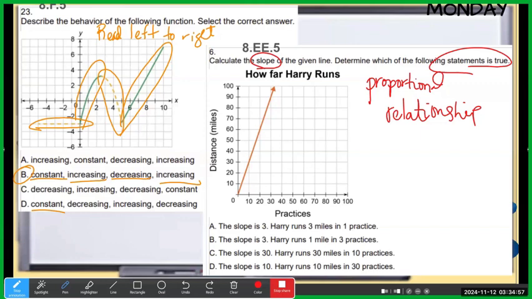All right, and this one was also a proportional relationship. What do you know about proportional relationship? The same line, the same slope. Go through the origin. Straight line. Constant proportionality. It's linear. He said straight line.